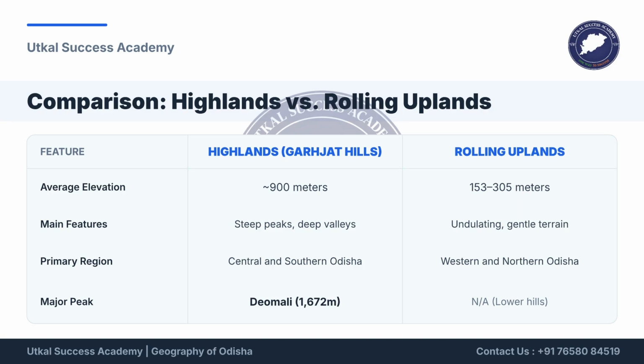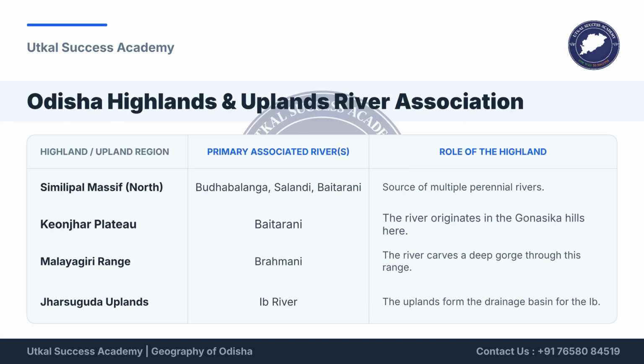The uplands, ranging from 153 to 305 meters, have a gentle terrain and are found in western and northern Odisha. Odisha's highlands and uplands are crucial for its rivers. For example, the Similipal Massif is the source of multiple perennial rivers. The Kianjar Plateau gives rise to the Baitarani, and the Malayagiri Range influences the Brahmani River's course.